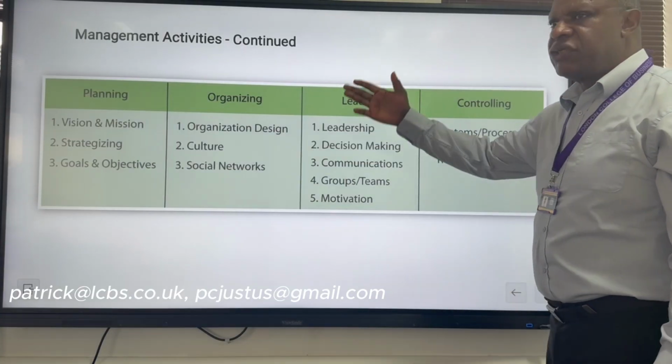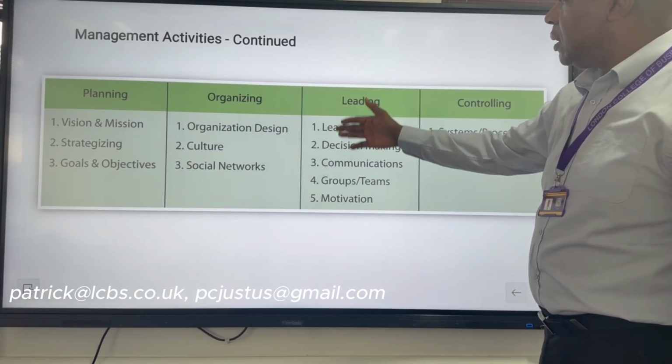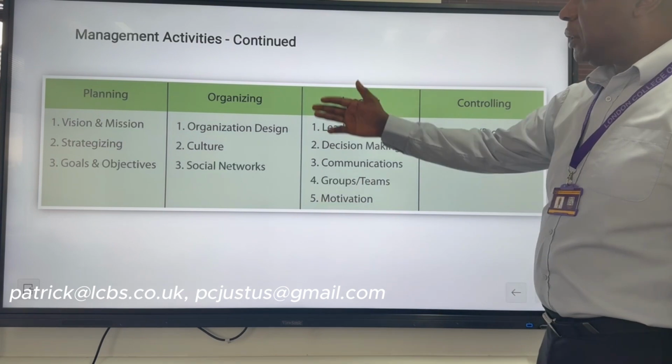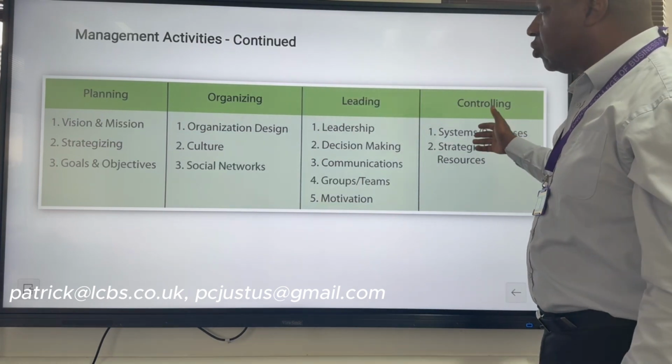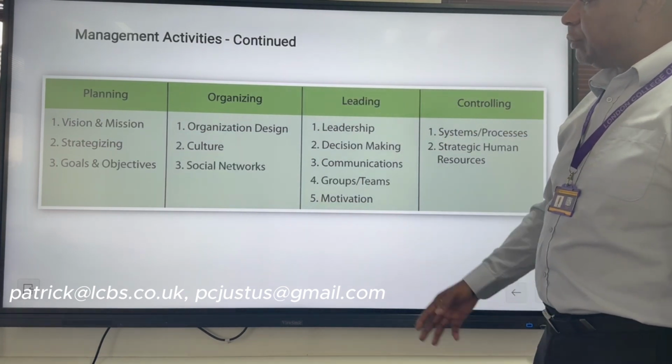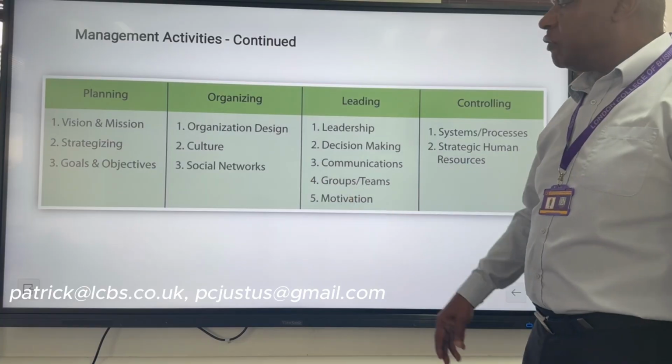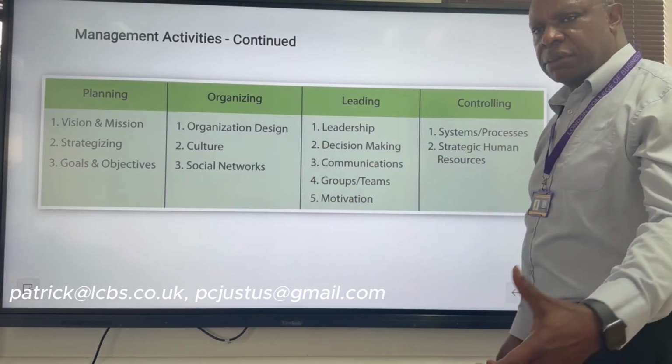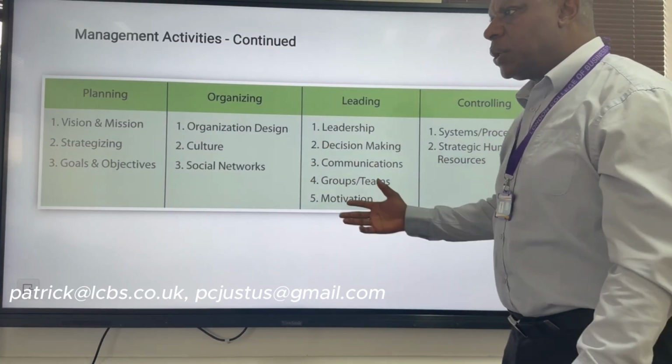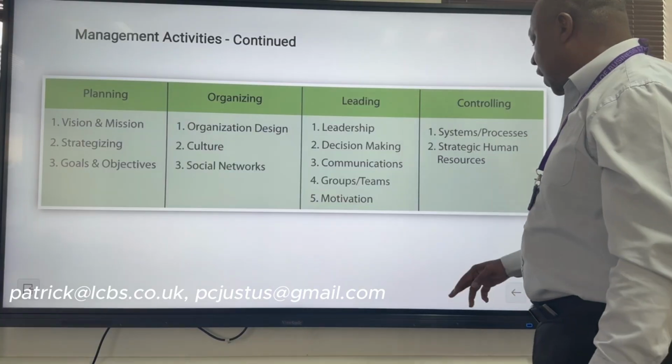So this is looking at those management activities in a table under planning, organizing, leading, and controlling. Okay. So I'm not going to spend too much time on this. This has already been covered. Just look at it when you find time. You can pause this and look at it at some point. Carry on.